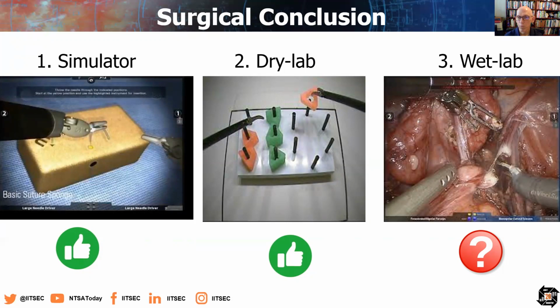We believe that the wet lab images are still too complicated and too non-differentiable to use deep learning to process those videos and say something useful about whether this is an expert or a novice or an intermediate. We think that's not doable with the current level of algorithms that are available.